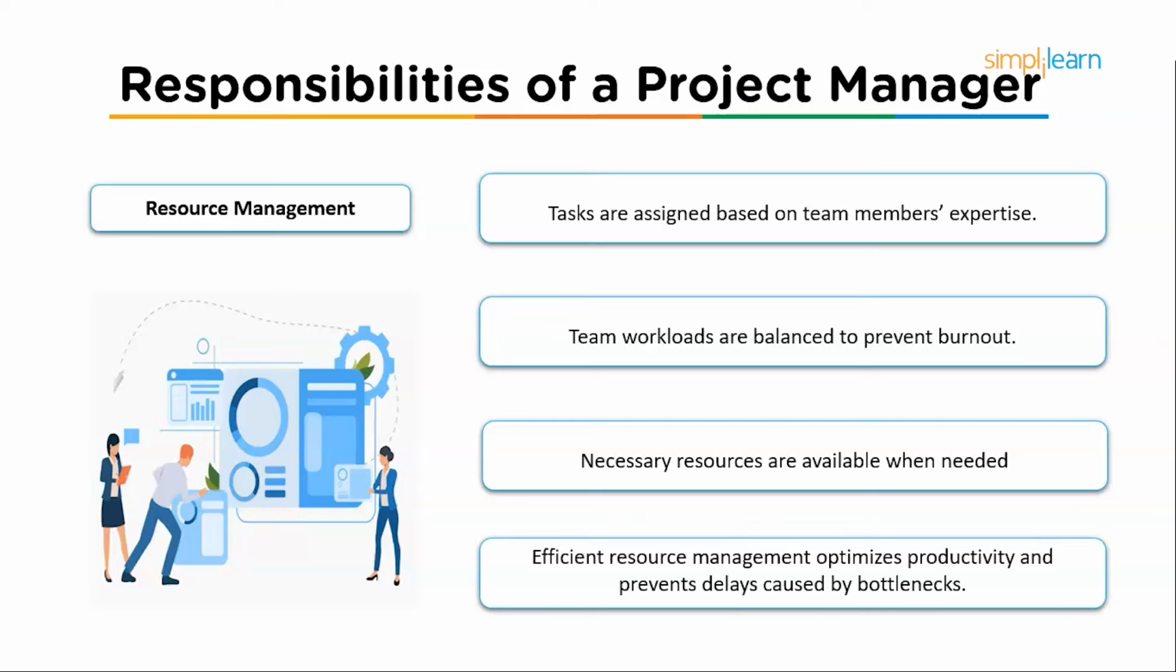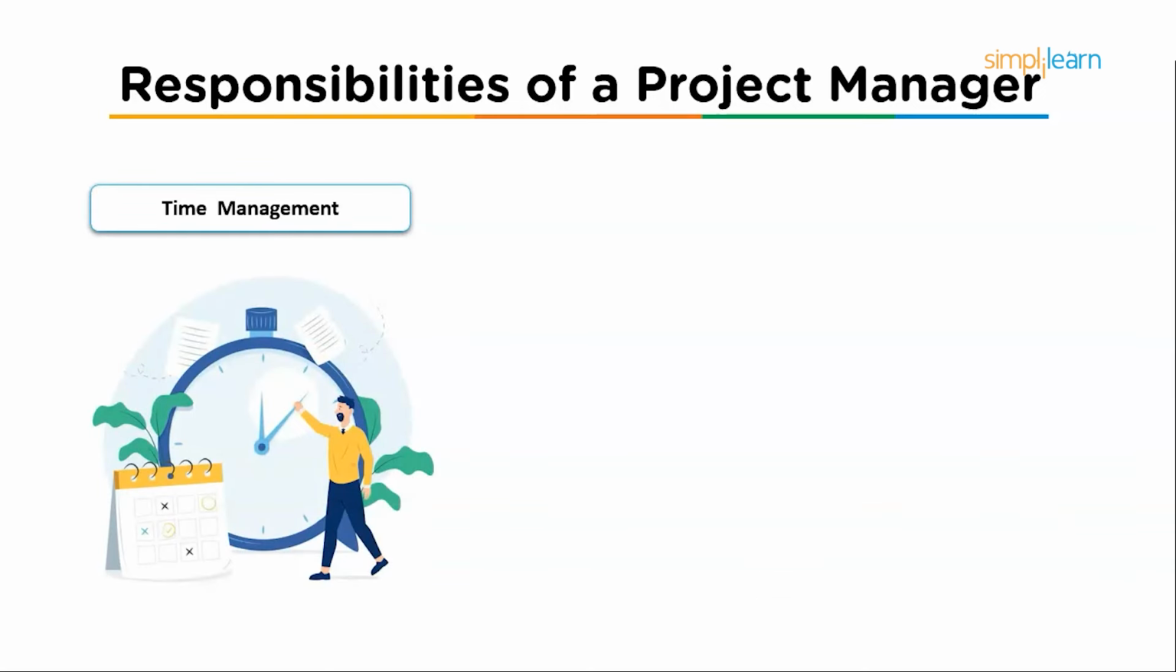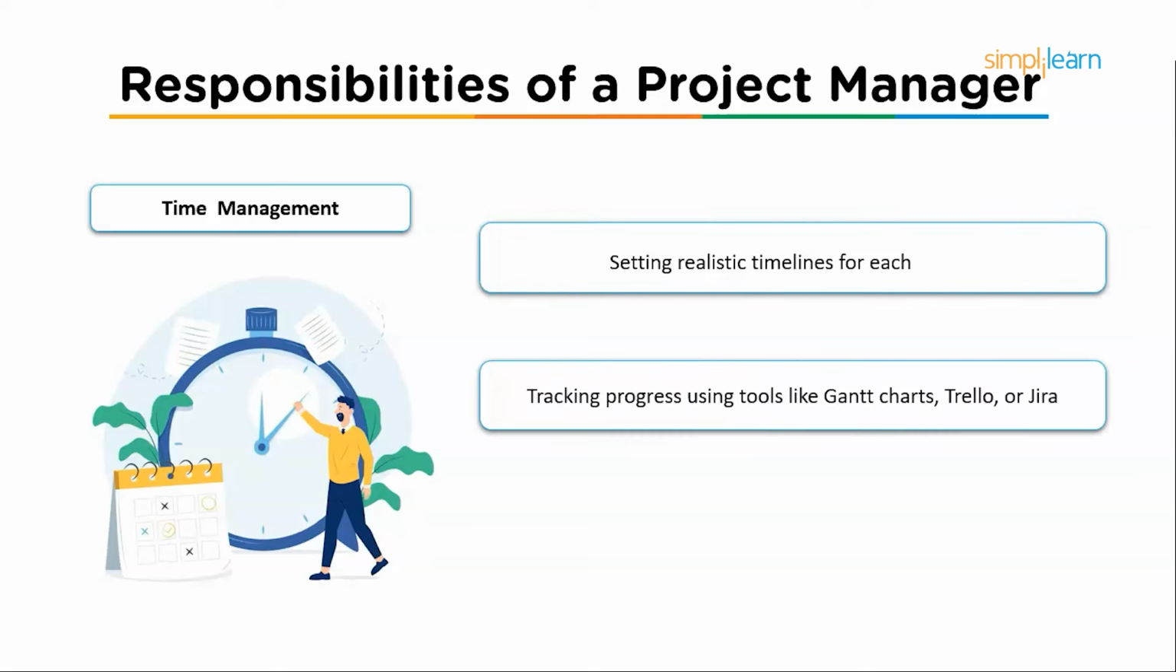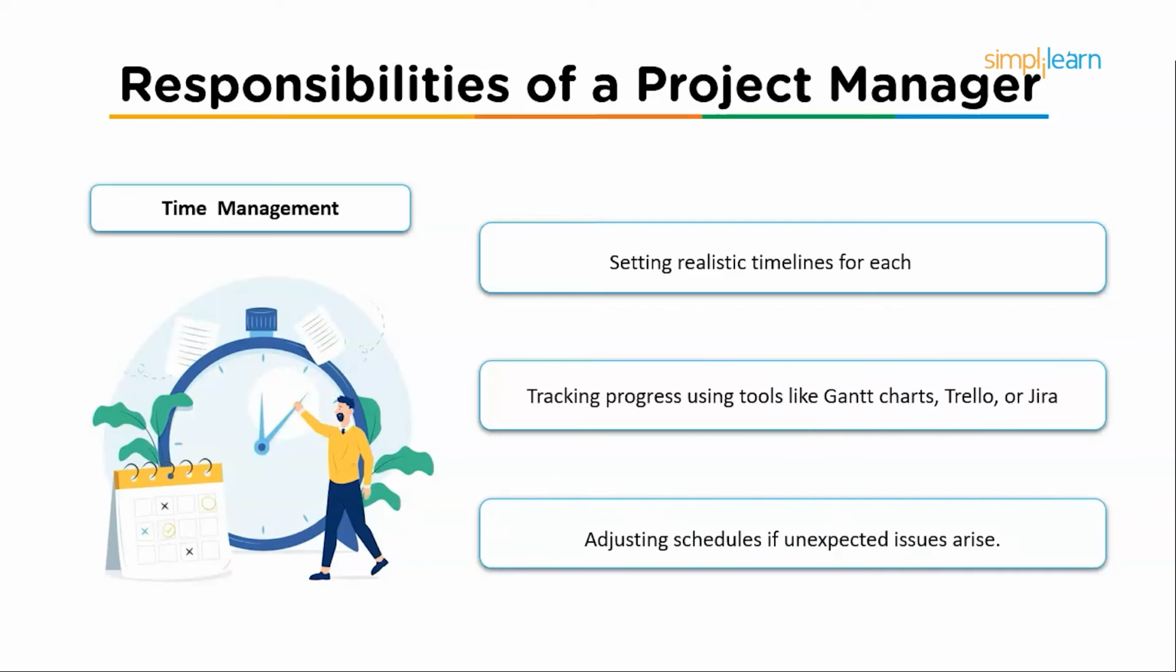And the fourth one is he also ensures efficient resource management, optimizes productivity, and prevents delays caused by bottlenecks. Now, moving on, we have time management. Deadlines drive project success. The project manager is responsible for setting realistic timelines for each phase, tracking progress using tools like Gantt charts, Trello, or Jira. And thirdly, he also adjusts schedules if unexpected issues arise. So, proactive time management keeps projects on track and prevents last minute rushes or missed deadlines.